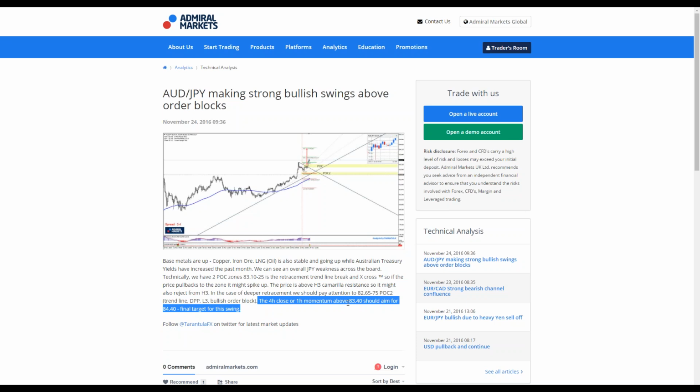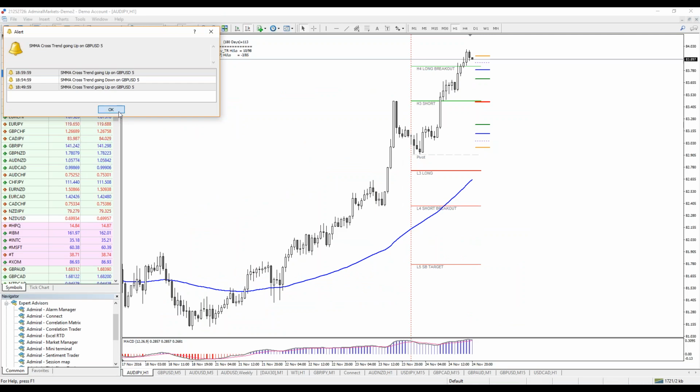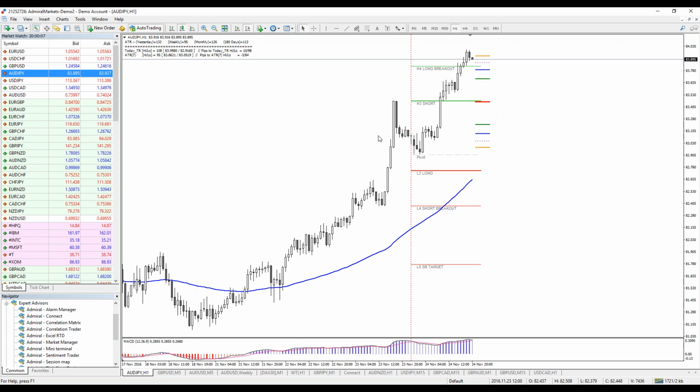Why 83.40, guys? Because 83.40 was H3 here. A little bit above it, but momentum is what counts. So we had actually a 1 hour momentum candle here, you see. But then again, guys, what happened is, as you can see here, price dropped, retested this level and proceeded up.